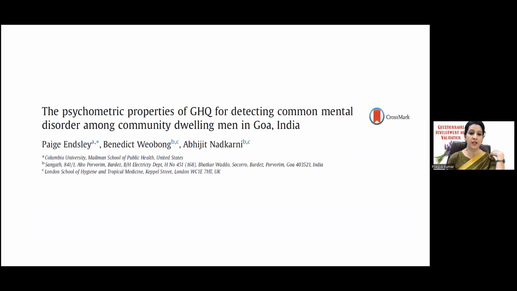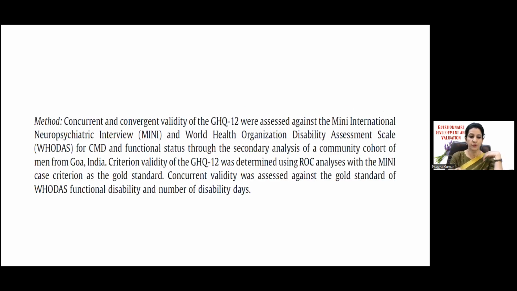As an example of concurrent validity, this was one research article we have shared with you. They measured the psychometric properties of the General Health Questionnaire for detecting common mental disorder among community dwelling men in Goa. So if you see this, can someone read this for me? Method.